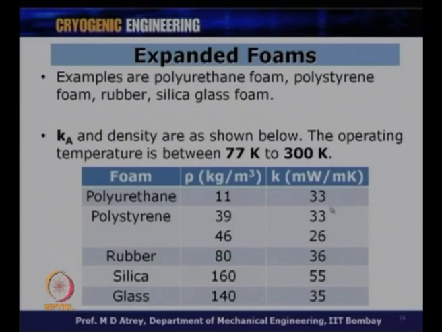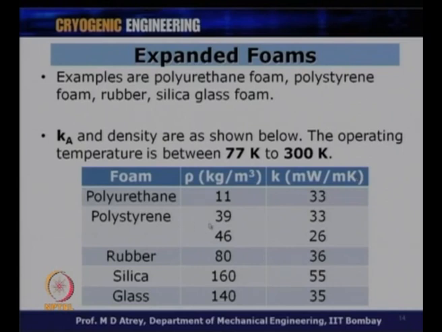You can see that the conductivity is in milliwatts per meter Kelvin, and we are talking about a range of 300 to 77 Kelvin. First of all, note that everything is in milliwatts over here, and as you go from polyurethane to polystyrene or rubber, silica glass, the conductivity is around 33, 26, 36, 55. So these are around 2 digits, between 30 to 50 milliwatts per meter Kelvin.